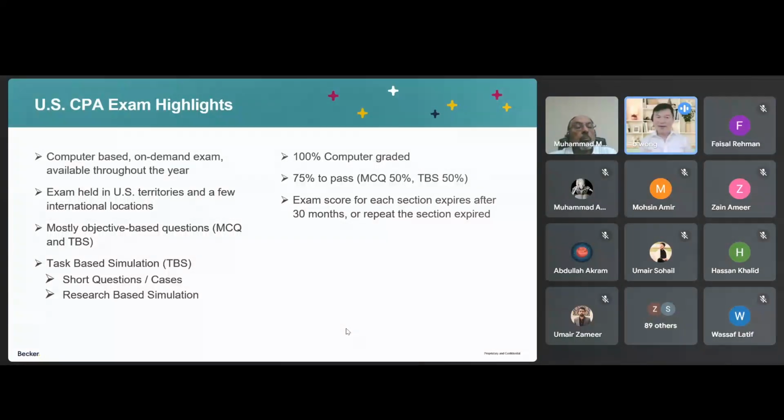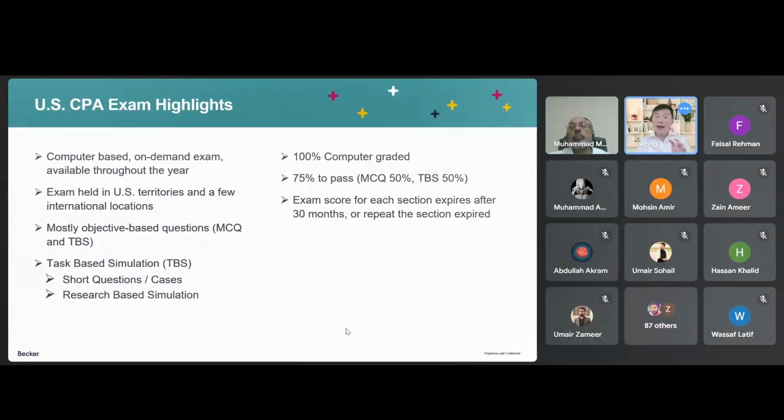Okay, exam format, there are only two types of questions. One is MCQ, which is multiple choice questions, and TBS, which is task-based simulations. A lot of people ask, what are task-based simulations? Never heard of it. Basically, it's just short questions or short cases. There's a whole bunch of different types of questions, and one of those is the research-based simulations, right? But all these questions are objective-based questions. It means you don't really have to write essays. All you need to do is pick the answers out of a few choices or many choices, or do calculations and put in the journal entries or things like that.